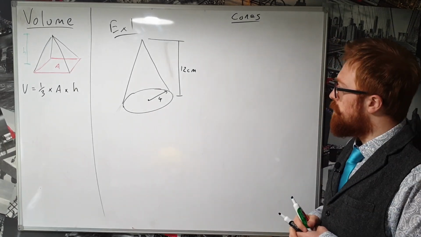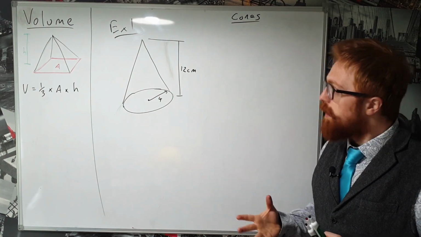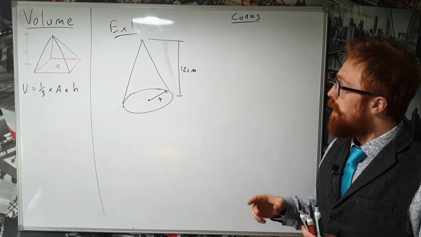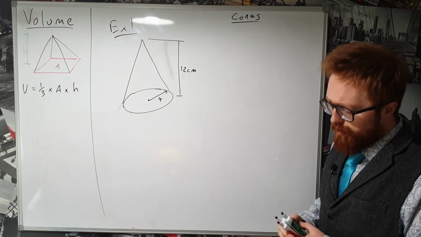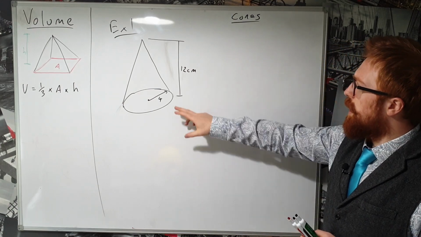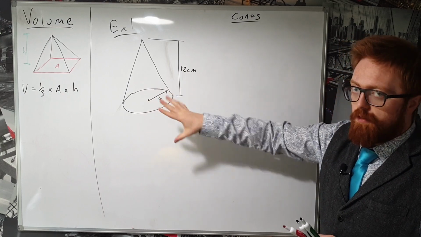Okay, so on to our first example. Now if you do think at any point you can have a go at the question before I do, feel free to just pause the video and have a go, and then you can check your work against what I've done as I go through. So we have a cone, height of 12, radius of 4, full circle on the base.